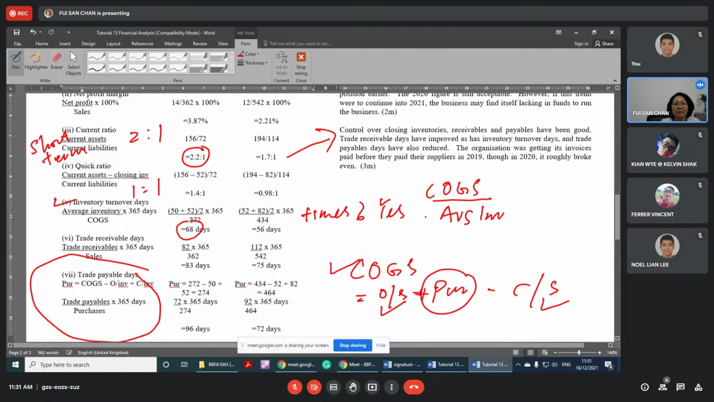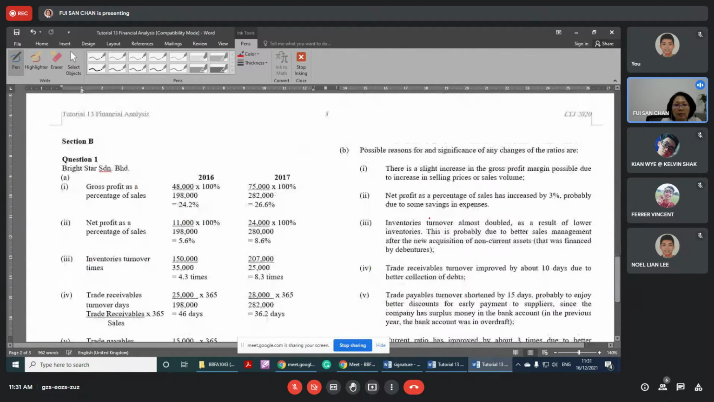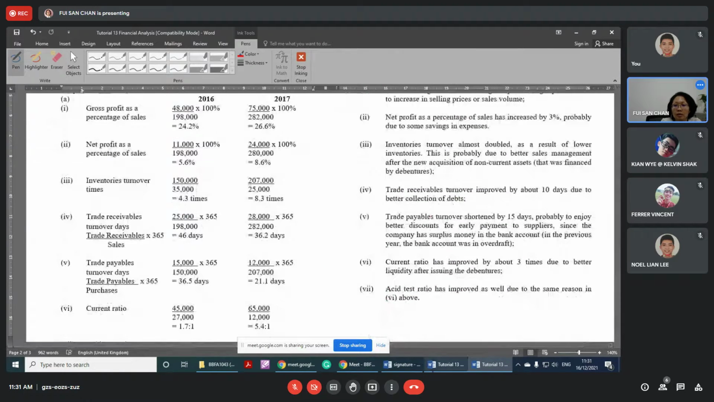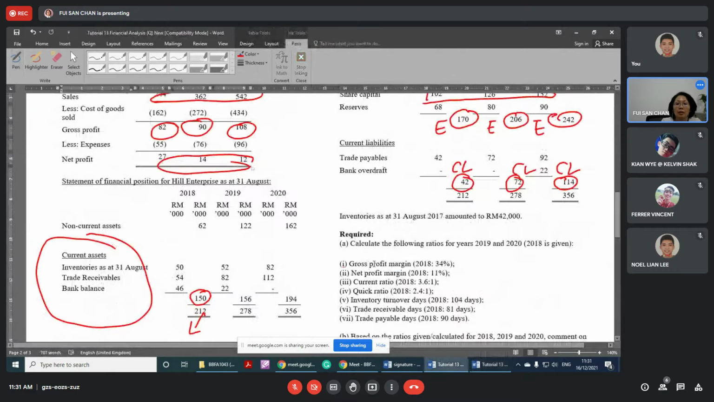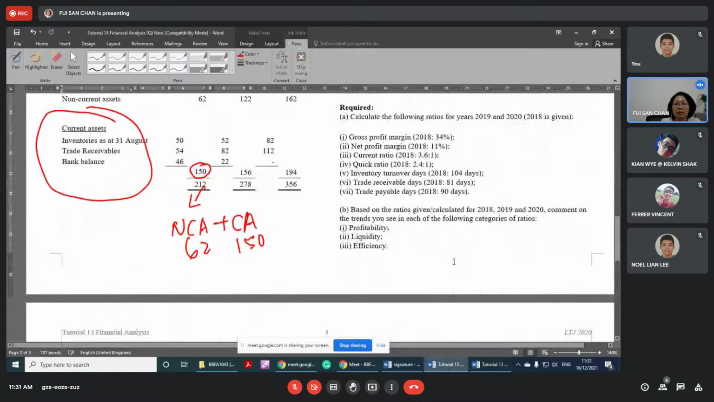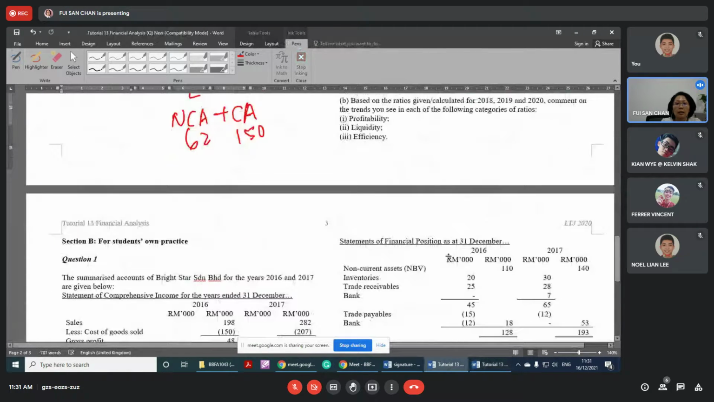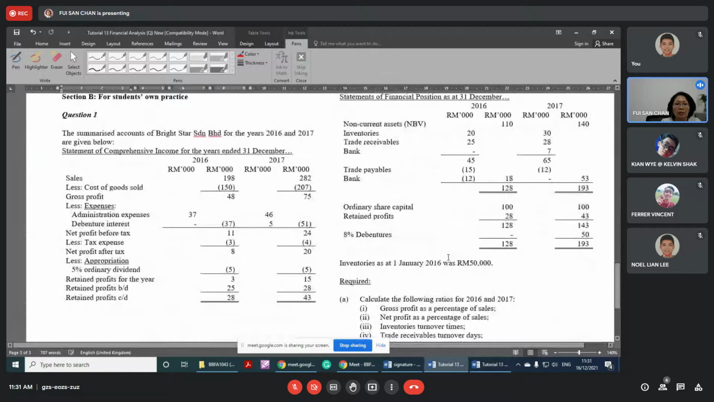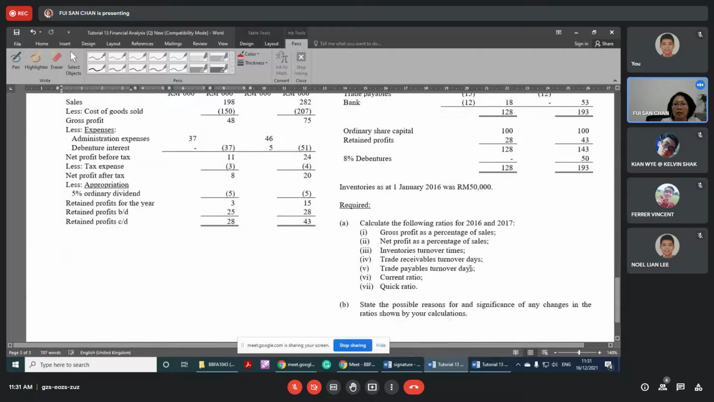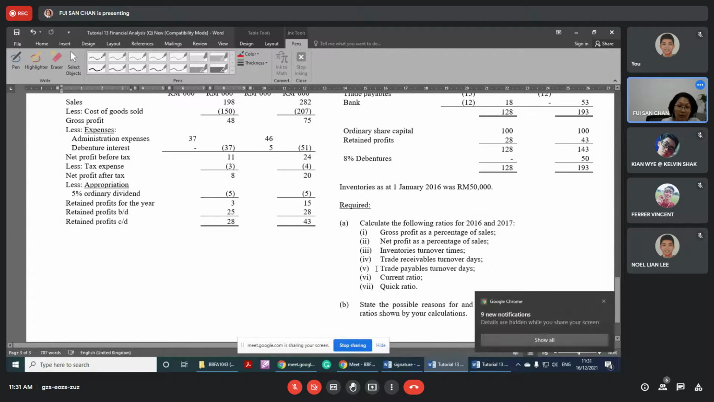Okay, let me see this one. This is actually the answer. Actually more or less the same. I think I will share with you the answer. You see all the questions, the requirement is actually the same one. So you expect in the exam also these 7.